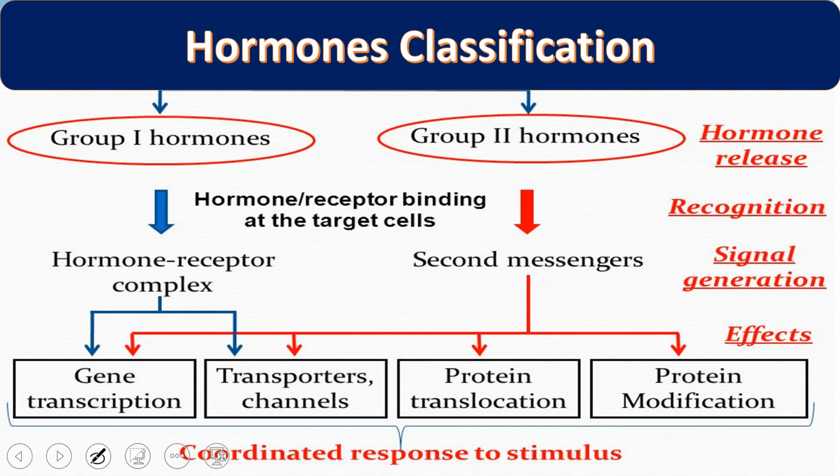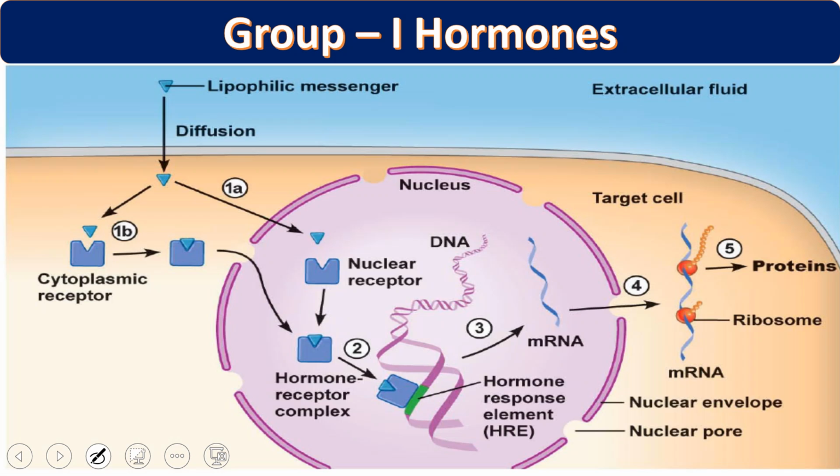I have a second classification which we have seen, that is on the basis of how they work. So we have two groups, group 1 and group 2. Group 1 hormones are normally lipid soluble, so they directly enter into the cells and then do their functions. They normally do gene transcription and regulate transport channels. Whereas group 2 hormones don't directly enter into the cells, they bind on the plasma membrane and do different kinds of activity. So they do protein modifications, protein translocations, channels, and gene expression. Now we will see in detail.